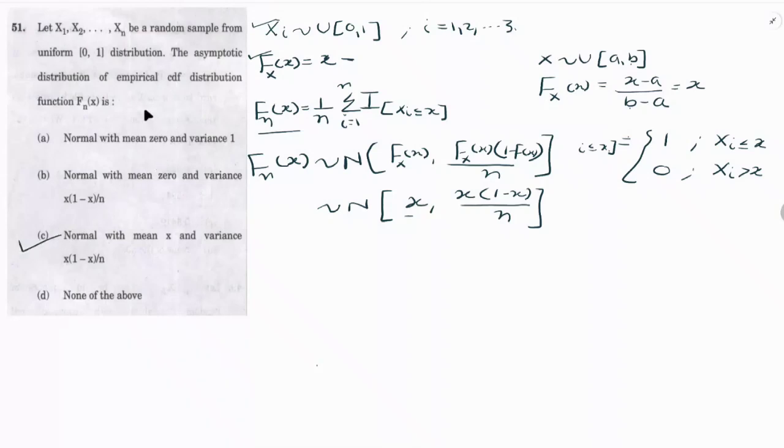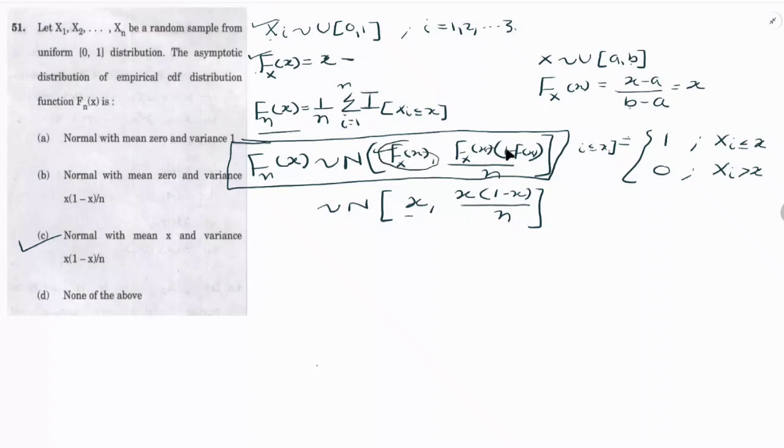So what we have done in this question, we have calculated the CDF of the given distribution, and then we need to know this property of distribution of empirical CDF, that the distribution of empirical CDF is normally distributed with mean Fx and variance Fx into 1 minus Fx divided by n. Then we need to put the value of the CDF here and here. Then we will be able to find the mean and variance. So this will be the distribution of empirical CDF.